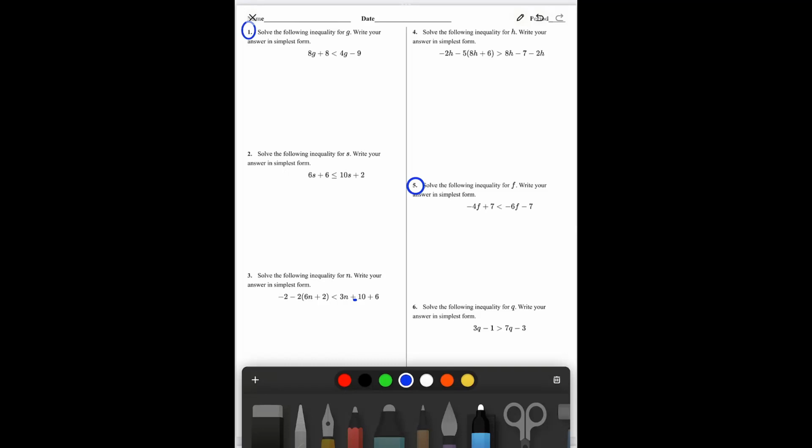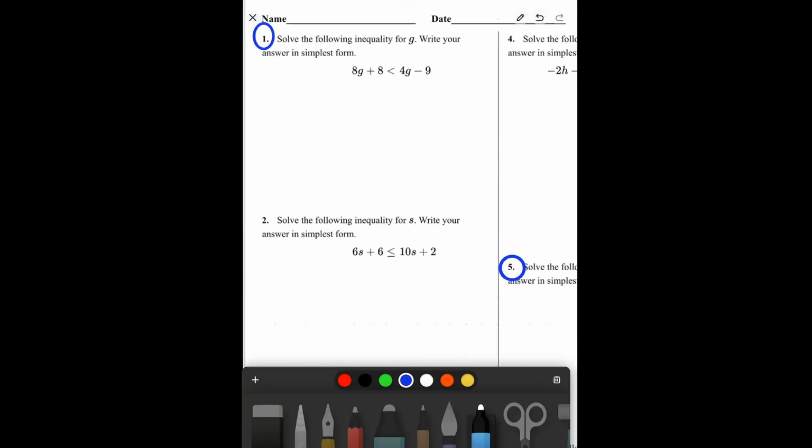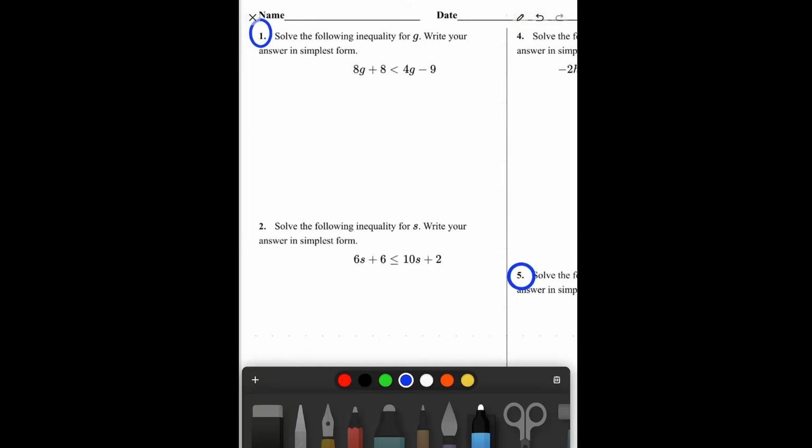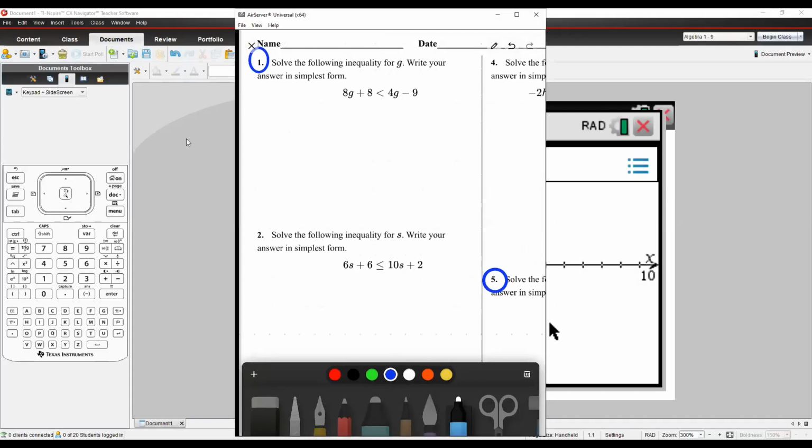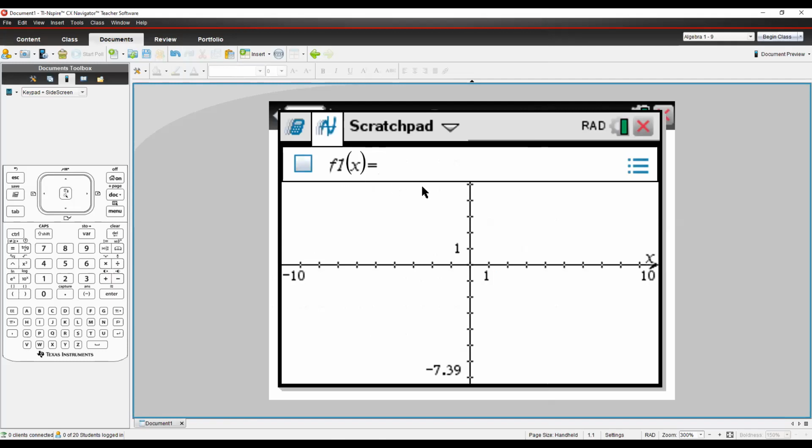All right, the first one says, solve the following inequality for G, and write your answer in the simplest form. It gives us 8G plus 8 is less than 4G minus 9. I'm going to grab the calculator and show you how to do it. This is in the function mode, so you have this f1 of x, which is what we were using before. But I want to put this in the relation mode.